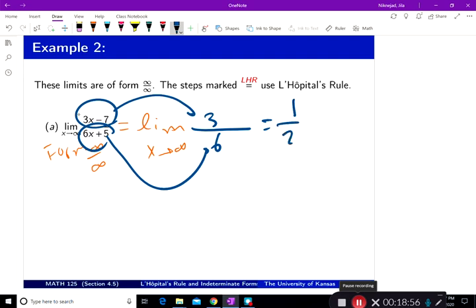1/2, which is what you expect, because the leading coefficient on the top is 3, the leading coefficient on the bottom is 6, and the limit is as x goes to infinity, and the degrees of the numerator and denominator are the same. Therefore, the ratio of the two coefficients is going to be the limit.